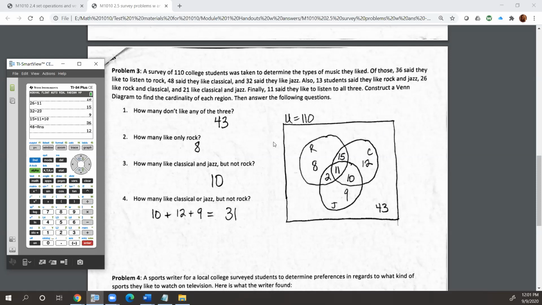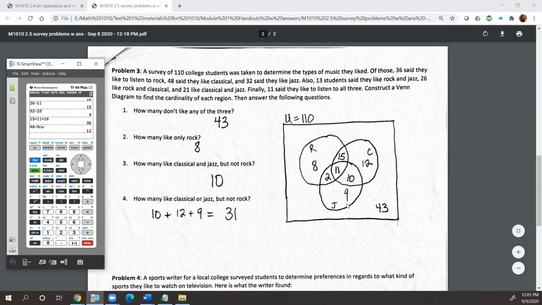And we're almost done. Now we have to find out how many didn't like any of those 3 types of music. So since we have 110 altogether that was surveyed, we have to add up all the numbers in the region and subtract from that to get this number. So to get this, we have 12 plus 15 plus 11 plus 10 plus 9 plus 2 plus 8. Once we add it all up and subtract from 110, we get the number 43.